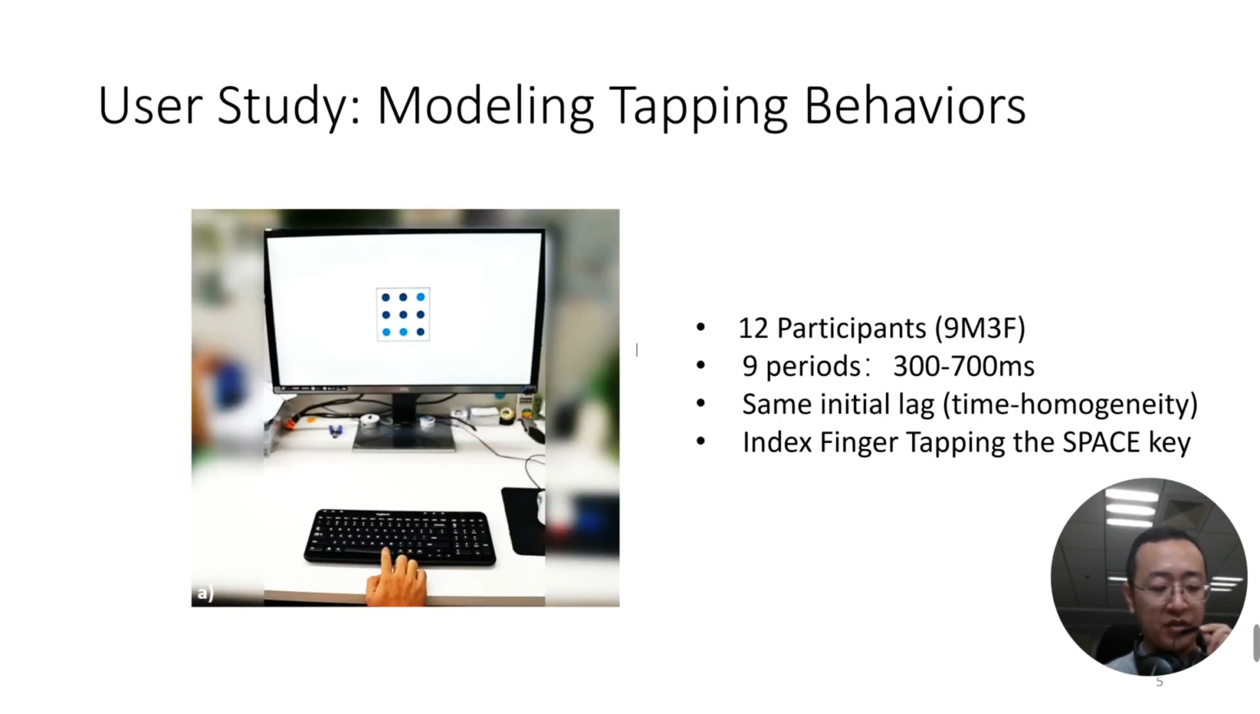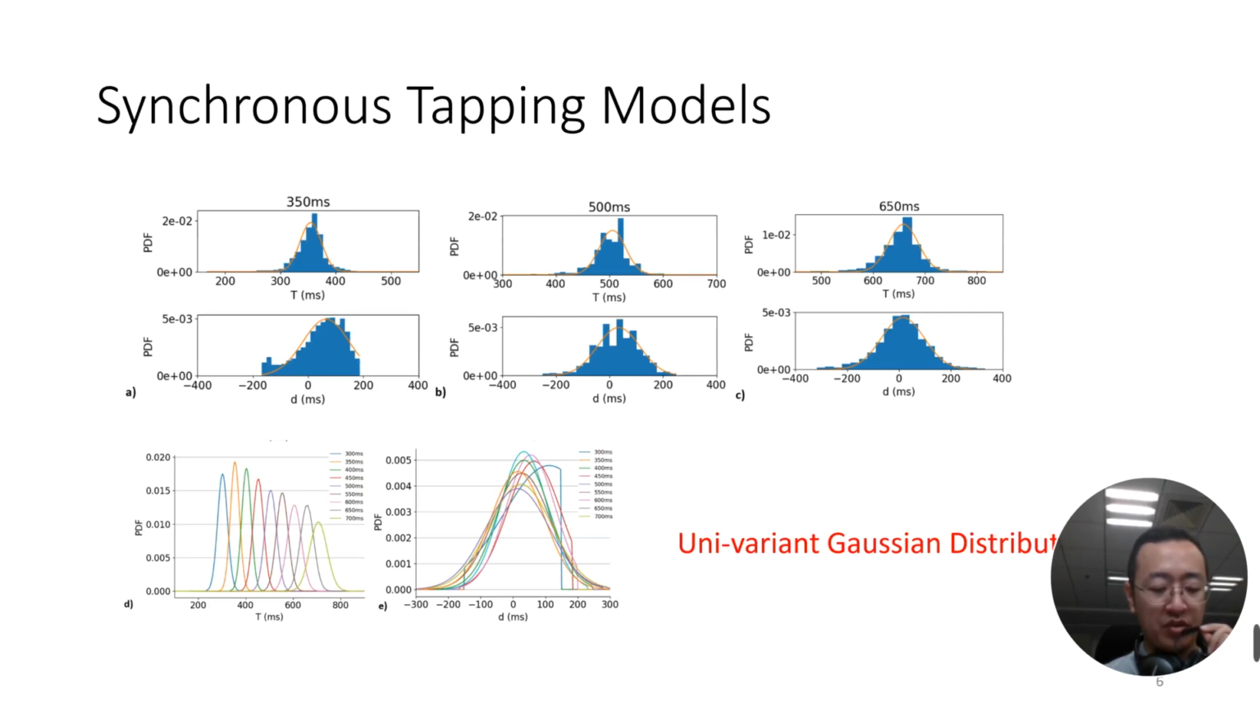So, we conducted the first user study to build synchronous tapping user models. We chose the index finger keyboard tapping task for easier signal acquisition and processing. We recruited 12 participants and tested 9 periods from 300 to 700 milliseconds with 50 milliseconds intervals. And we used the same initial lag due to the time homogeneity nature. We can see the distributions for both the period and the initial lag. Actually, it follows a univariate Gaussian distribution in general.